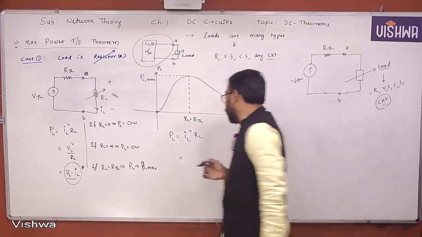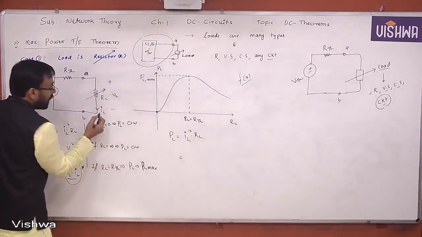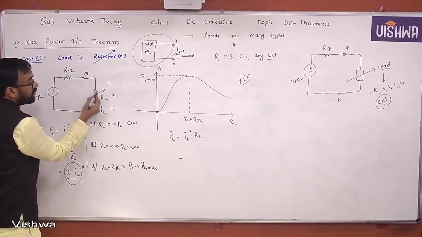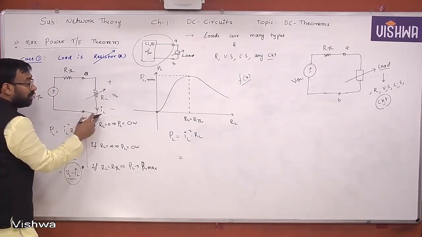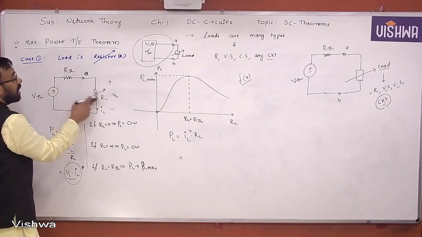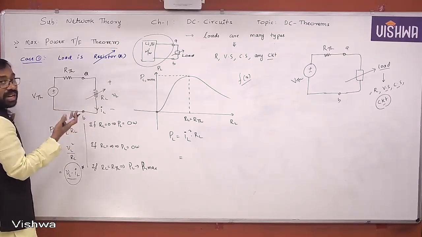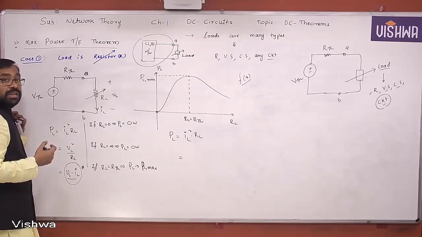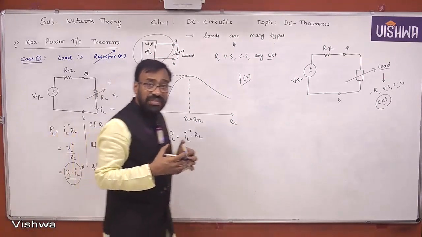Okay, so if you see now, can I express IL in terms of VTH by RTH plus RL? So what will happen if IL is expressed in VTH, RTH and RL? Only RL is variable, no VTH and RTH. Definitely VTH and RTH, are they really variables? No.